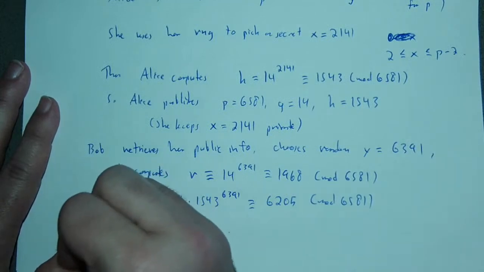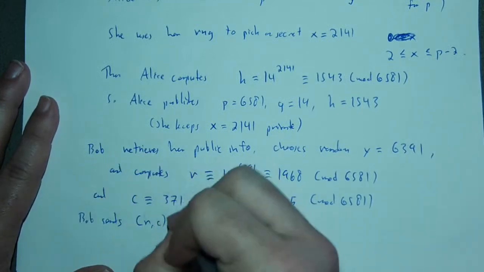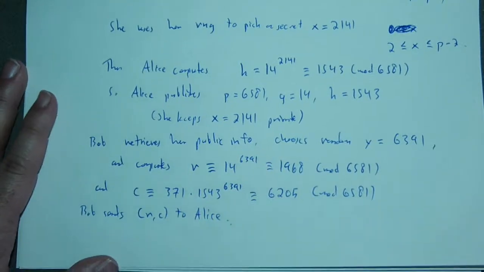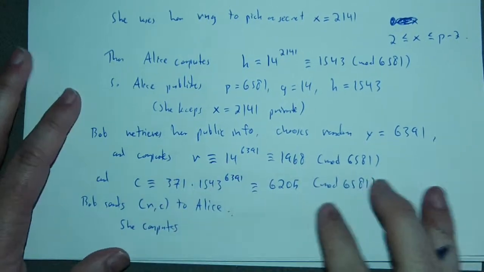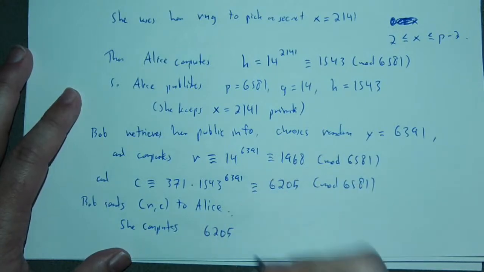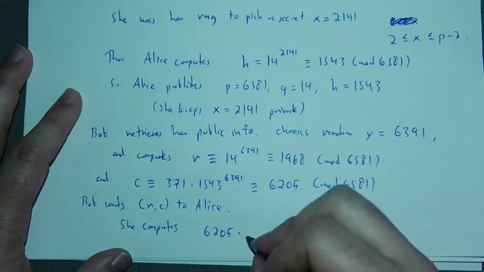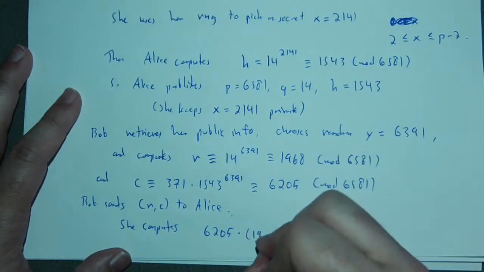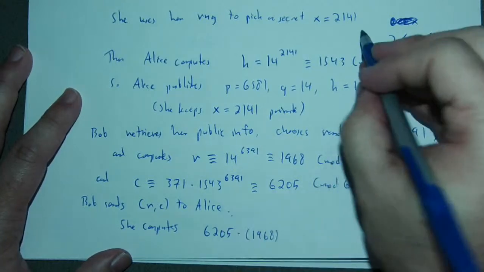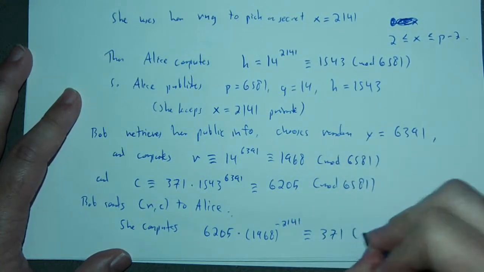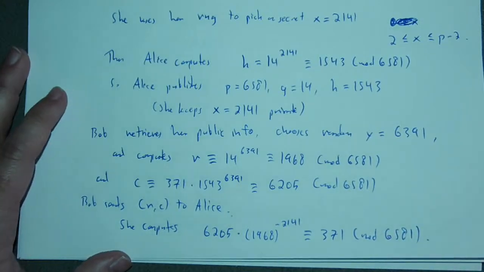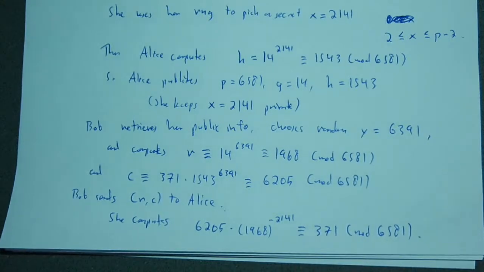So Bob sends R and C to Alice, right? And so she computes 6,205, just C, times this R, 1968, to the minus X, so that's minus 2,141. And it turns out that this is 371 mod 6,581, which is the recovered M. Okay. So that's exactly how this works.